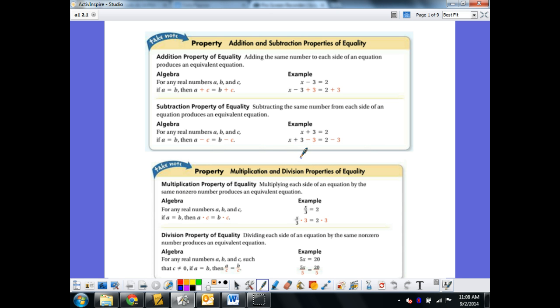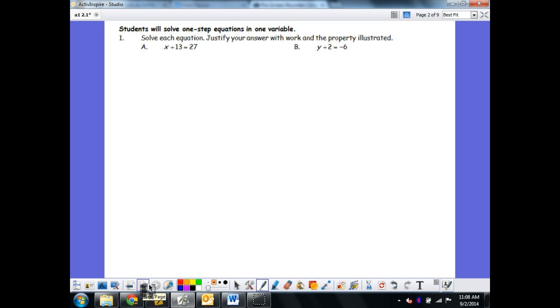They're also here right now. So, basically, the addition property of equality is used when you're adding the same thing to both sides. Subtraction property when you're subtracting the same thing from both sides. Same thing with multiplication and division properties of equality. So when we solve these, in this first video, we'll do examples A through E, because they involve addition and subtraction.